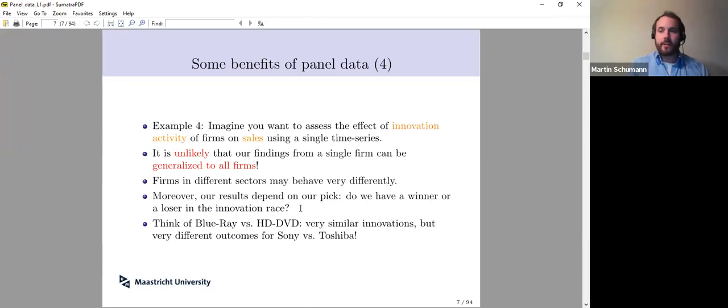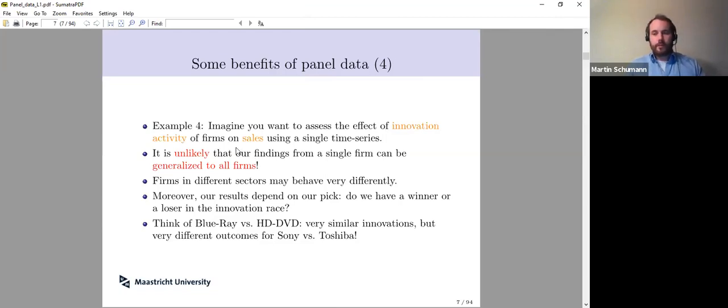Now, finally, we look at the single time series. Think about, you want to simply assess whether innovation actually has a positive effect on the sales of firms. Yeah? So firms spend a lot of money on innovation. Does that actually help them in terms of sales?